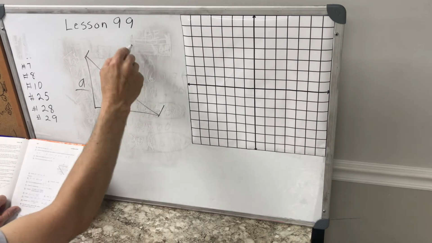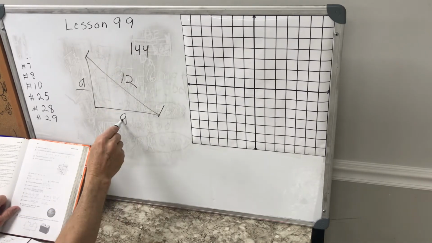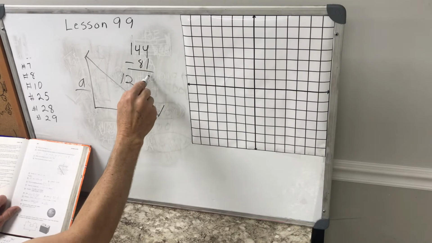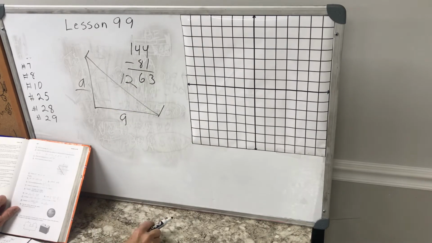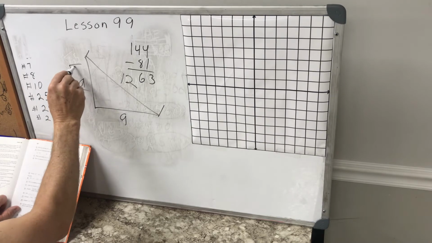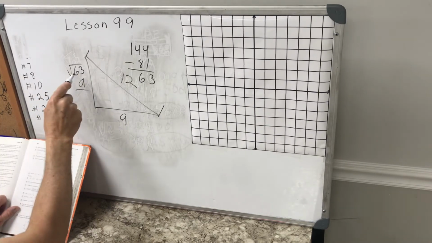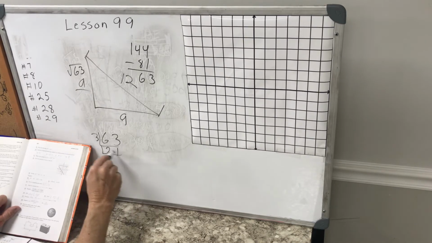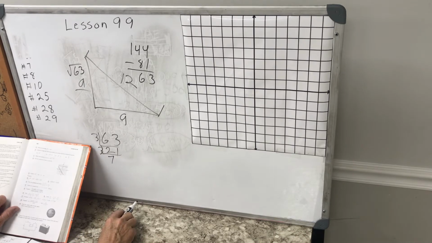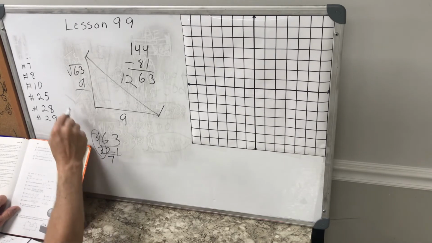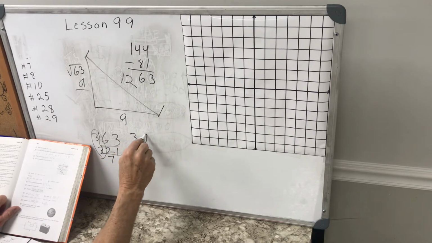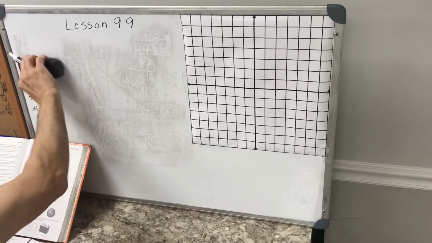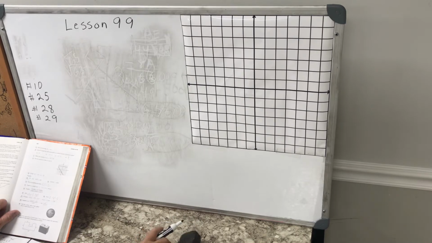12 times 12 is 144, and 9 times 9 is 81. Remember, in this case, we subtract. 144 minus 81 is 63. So this A is the square root of 63. Now, can we reduce that one? 3, we might can. Let's see here. 63, 3 is 21, 3 is 7. We have a 3 times the square root of 7. That was number 8.